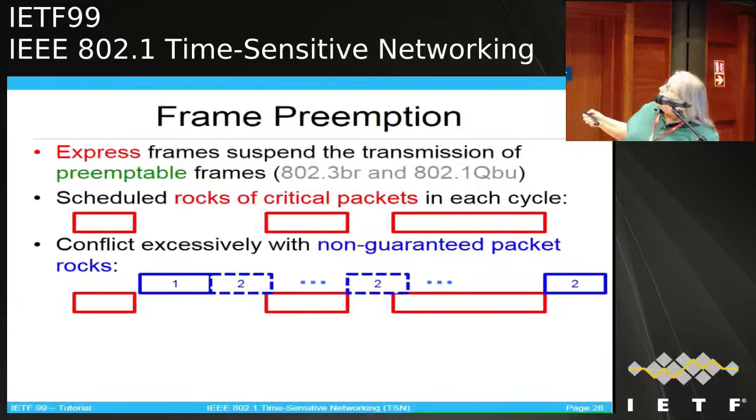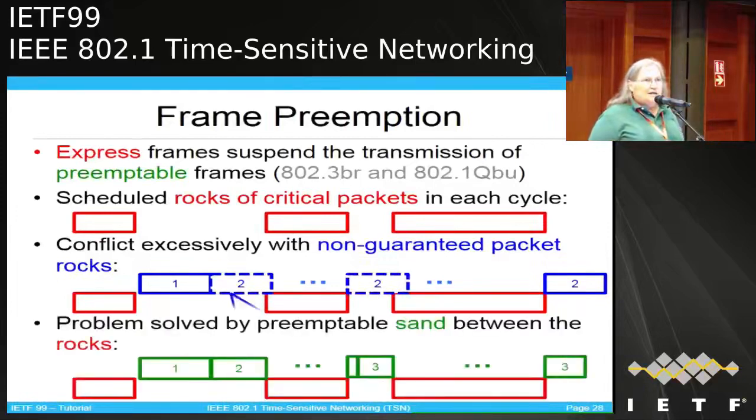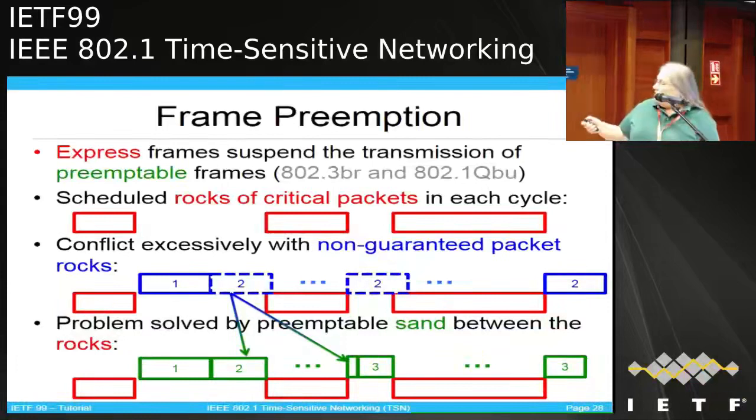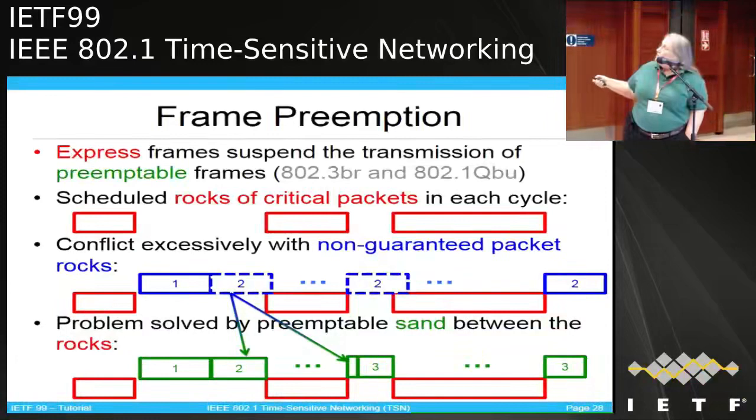And so the bandwidth is again wasted. And finally here we get a gap big enough to send packet 2. That's without preemption. When we add preemption, we let the traditional traffic act like sand between the rocks. So in this case, it's okay that there's not enough room to finish sending packet 2. We can start it here and use the bandwidth.